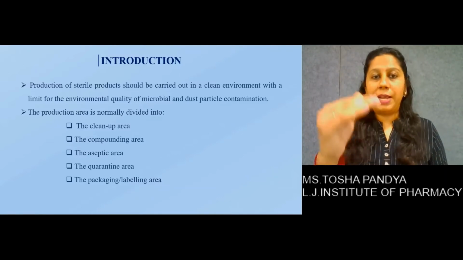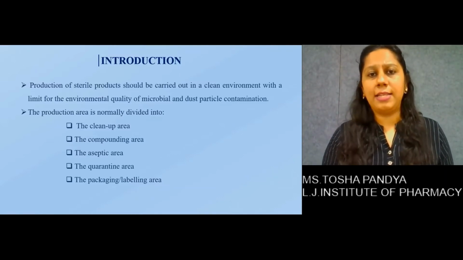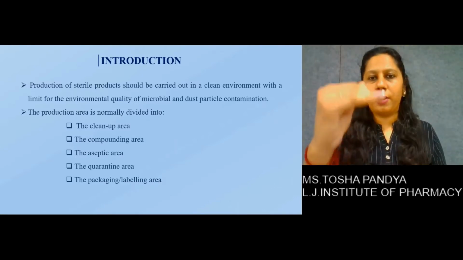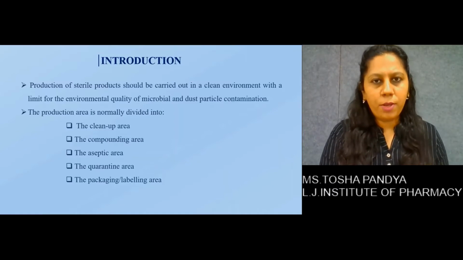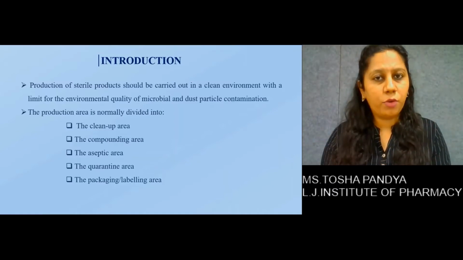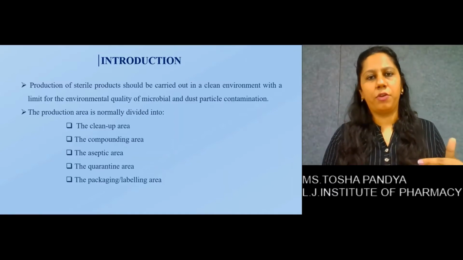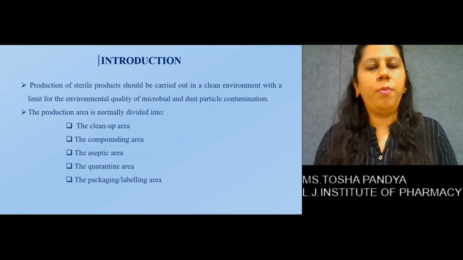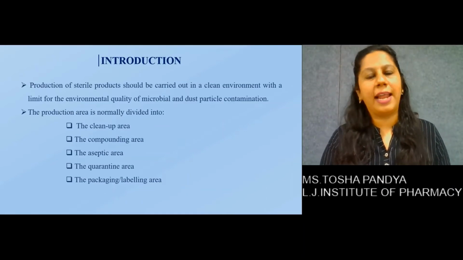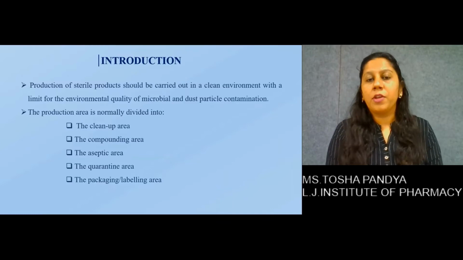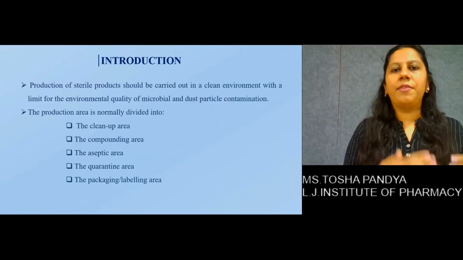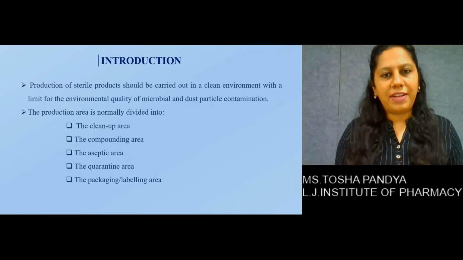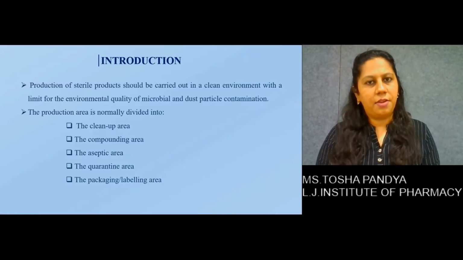Basically the production area in the aseptic area layout is divided into the following categories. You have a clean room, different compounding rooms, the aseptic filling room, then the quarantine room, and finally the packaging and labeling area. We'll see each area in detail, and what the different functions and facilities of the different areas are, right?